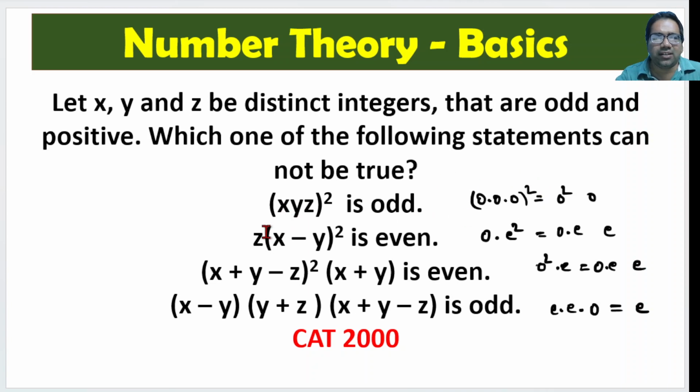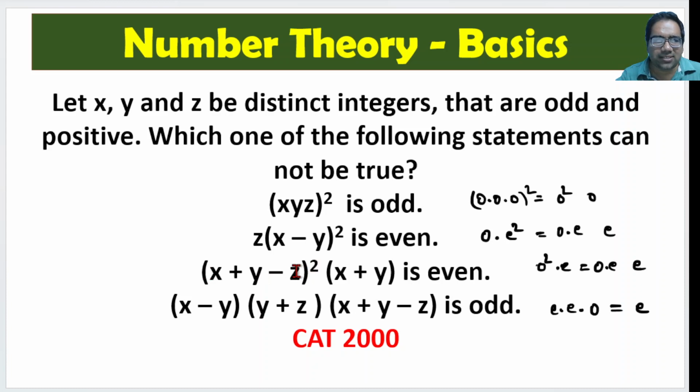Very simple, right? Z into x minus y whole square: x minus y is odd minus odd, and odd minus odd is even. 3 minus 1 is 2, or 1 minus 1 is 0. And this is even square into odd. Even square is even, and odd into even is always even.